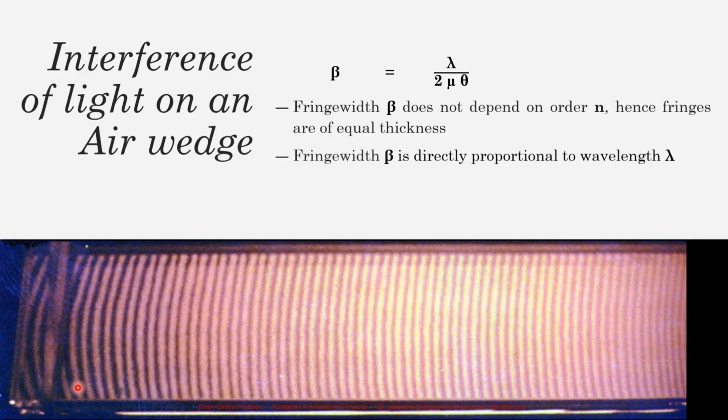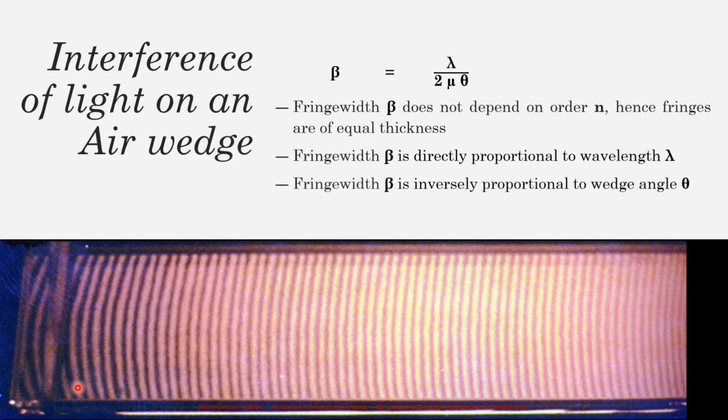Now, fringe width beta is directly proportional to wavelength lambda. So, if you use a blue colored source light, the fringes will be very close to each other. Whereas if you use a red colored source light, the fringes will be a bit more further apart from each other. So for practical purposes, for simplicity in viewing, we use sources of longer wavelengths.